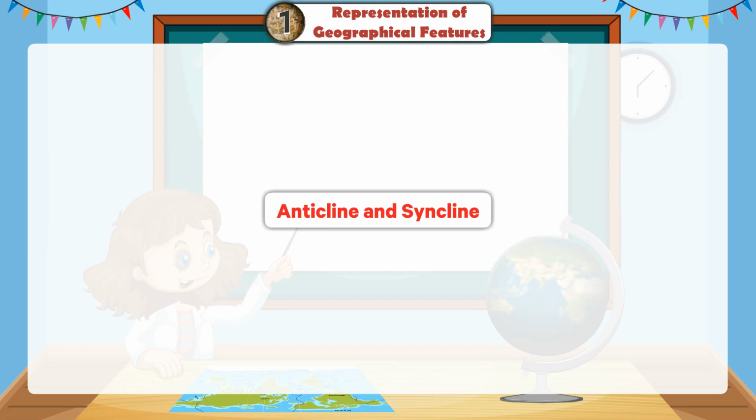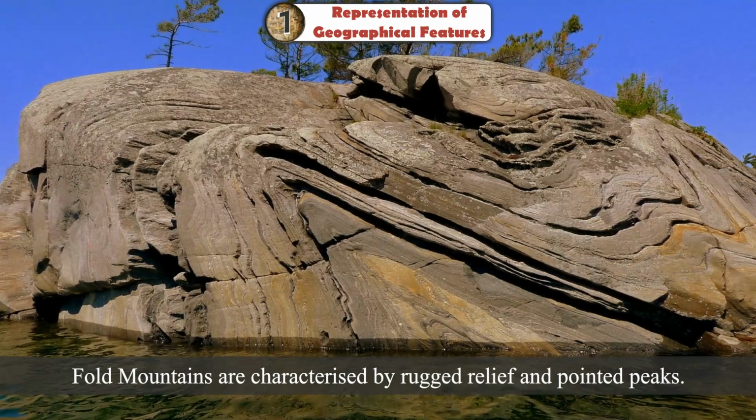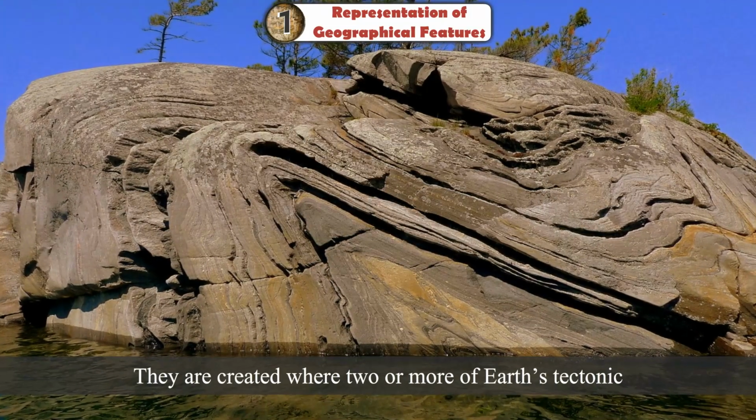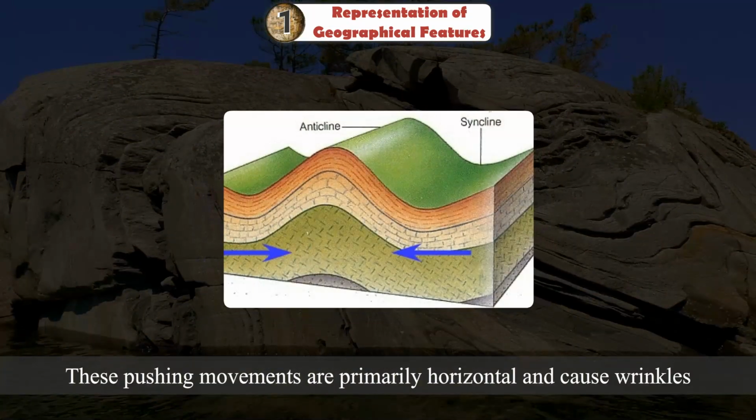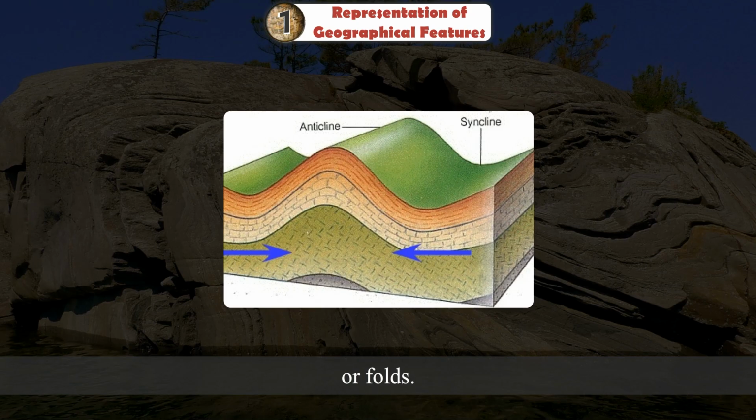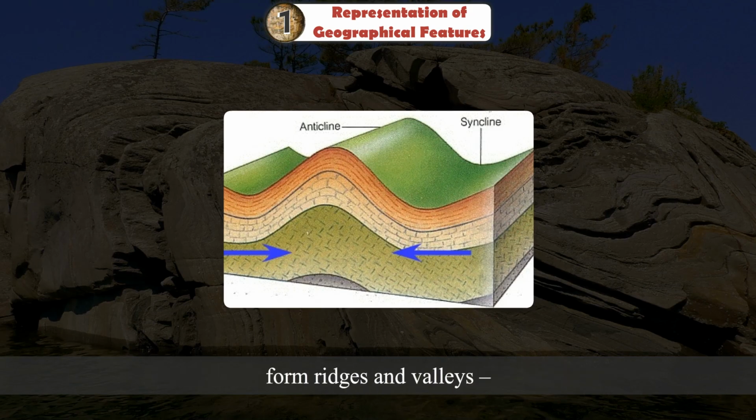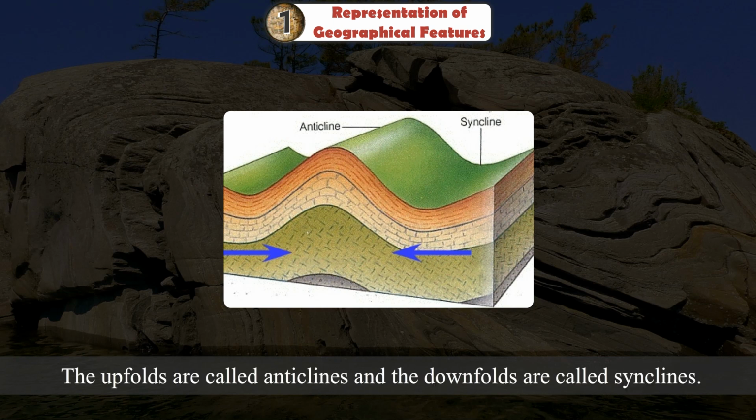Anticline and syncline. Fold mountains are characterized by rugged relief and pointed peaks. They are created where two or more of Earth's tectonic plates are pushed together. These pushing movements are primarily horizontal and cause wrinkles or folds. The sides which have been pushed towards each other form ridges and valleys. The ridges are upfolds and the valleys are downfolds.